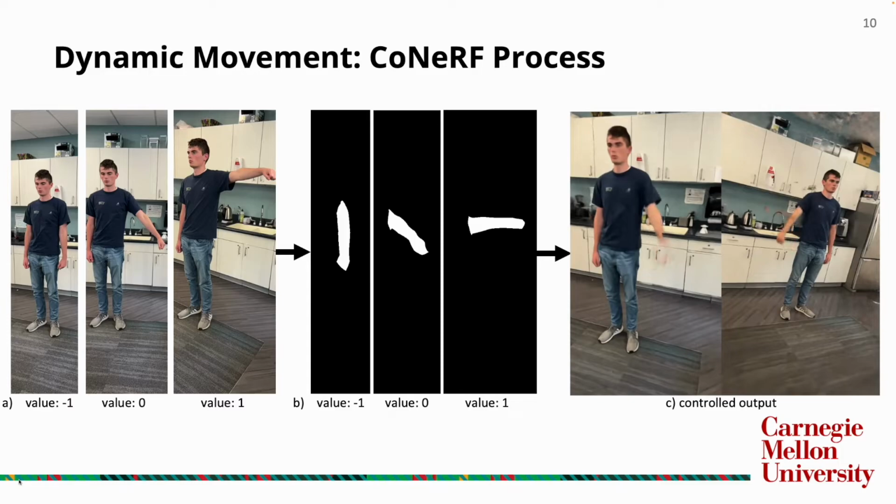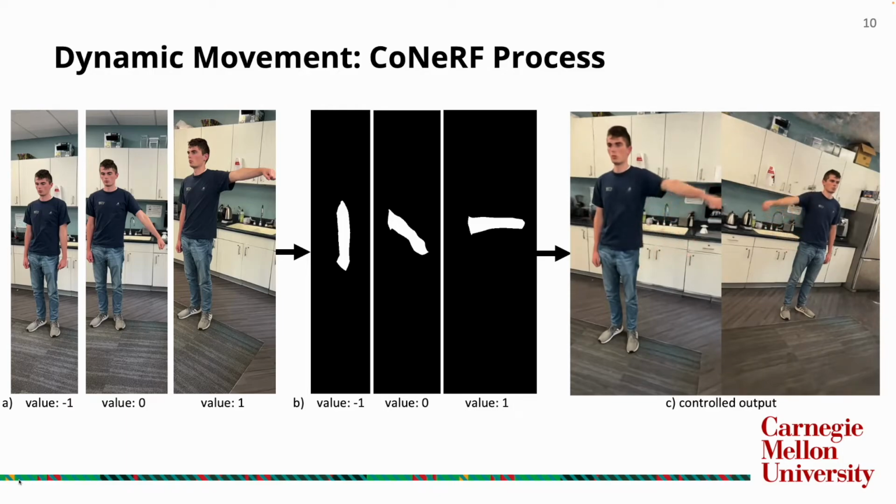Our usage of automatic masking also extends to a dynamic NeRF variant known as CoNeRF. CoNeRF stands for Controllable Neural Radiance Field and is capable of controlling simple dynamic movement within a scene through the use of, up until now, manual masking of the controllable component and an assigned value for its transitions.